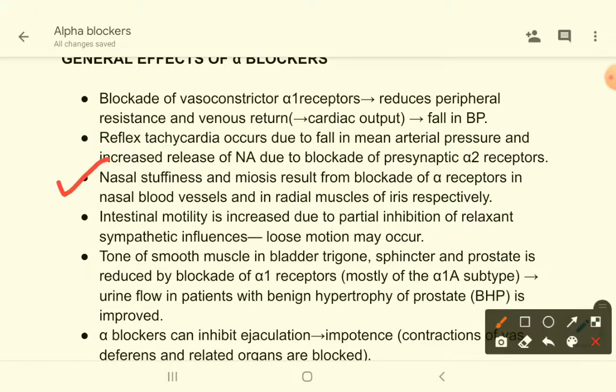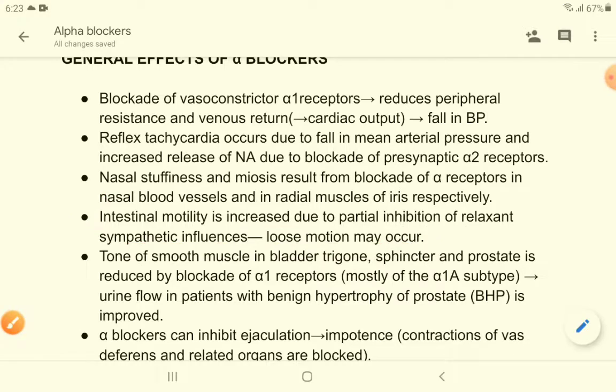There will be nasal stuffiness and miosis. Why is that? As you know, alpha agonist drugs produce nasal decongestion, and of course if you block the alpha receptors, that will produce nasal congestion, that means nasal stuffiness, and miosis will be produced, because alpha agonists produce mydriasis, so alpha blockers will produce miosis. Then intestinal motility is increased due to partial inhibition of relaxant sympathetic influences, so loose motion may occur.